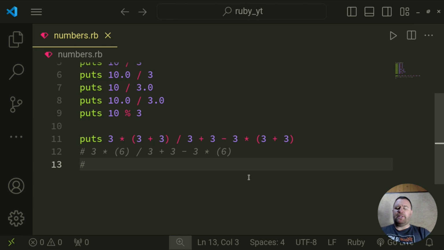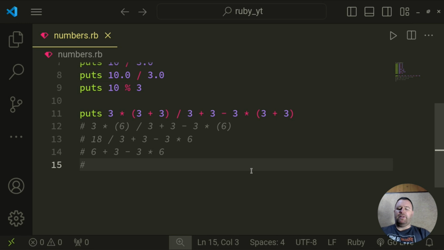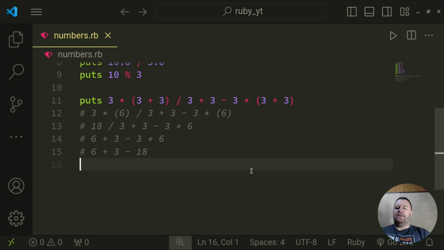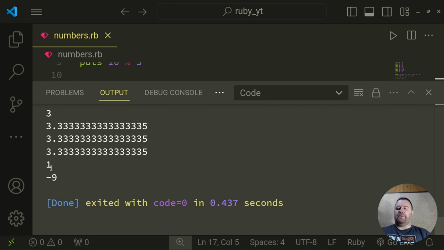So we're going to do 3 times 6, which is 18, divided by 3, plus 3 minus 3 times 6. Okay, now 18 divided by 3, which is 6, plus 3. And then we have minus 3 times 6. We have to do the multiplication first, so we have 6 plus 3 minus 18. Okay, now we do addition, so 6 plus 3 is 9, and we have minus 18, and that gives us negative 9. All right, so run it again, we see we have negative 9.